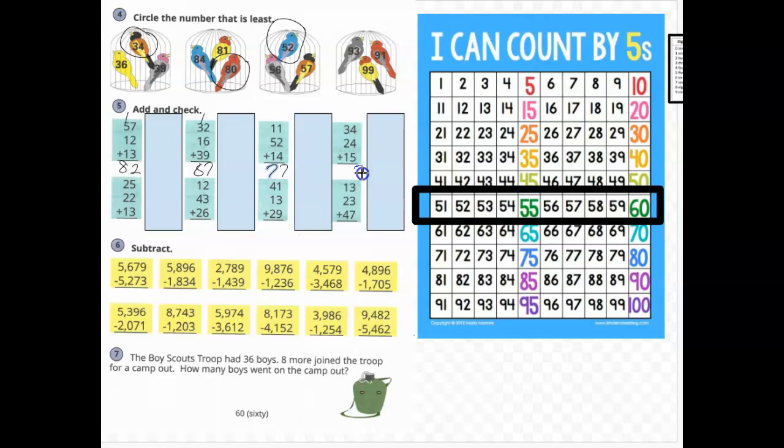I can't write a 13. I have to write a 3 and carry my 1. Now I'm going to go 1 plus 3 is 4, 5, 6, 7. All right, you finish this row by yourself, these 4 problems. Push pause and come back when you're ready to do the subtraction with me. So push pause, finish these 4 problems, and come back.